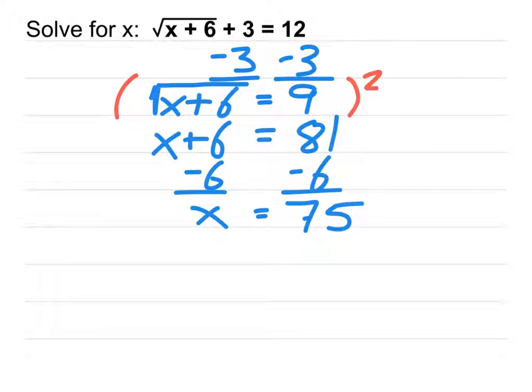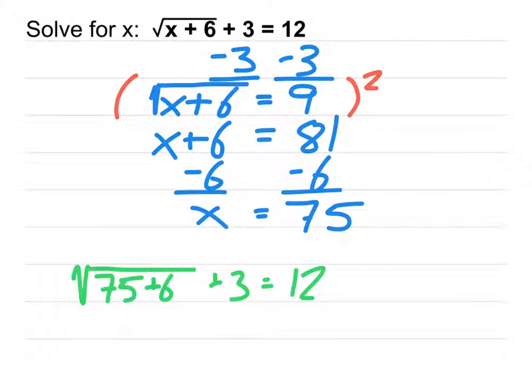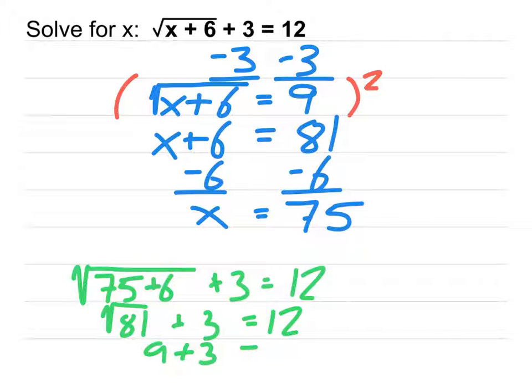Another way we could see what it means is that if I took that 75 and plugged it in for x, I would end up getting 12 on the left side and on the right side. I get the same thing on the left and the right. So notice it'd be like square root of 81 plus 3 equals 12, which is 9 plus 3 equals 12, and so 12 will equal 12.